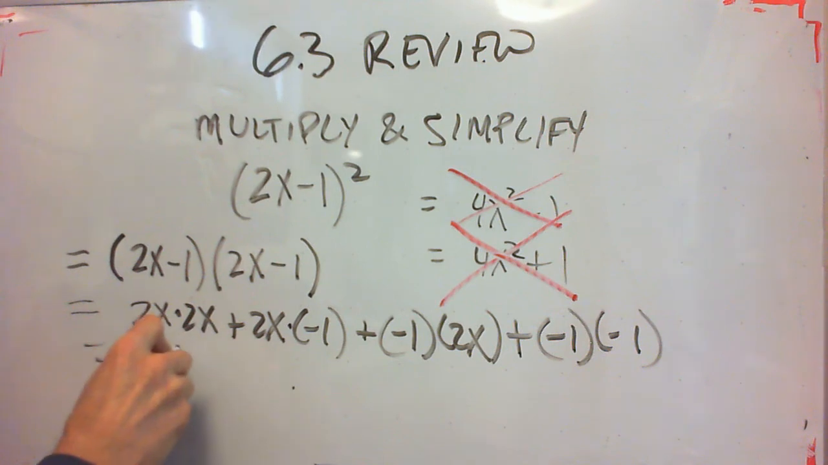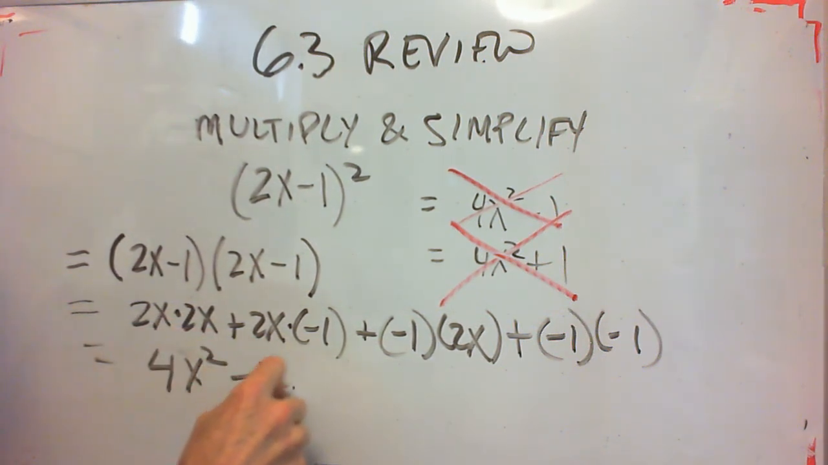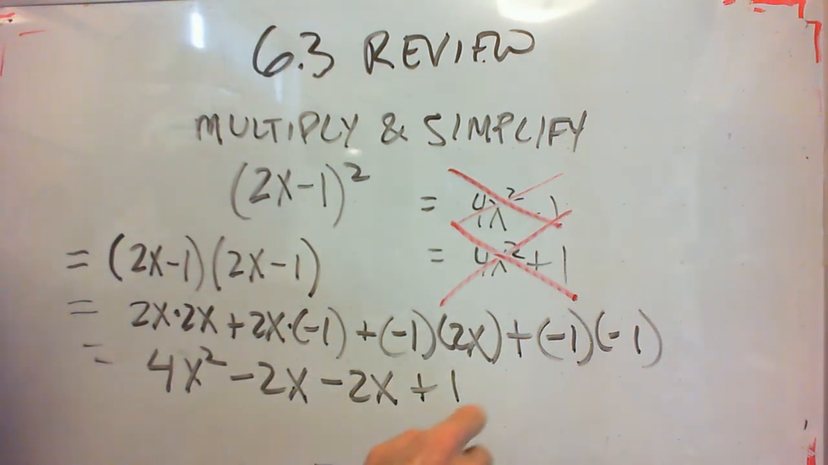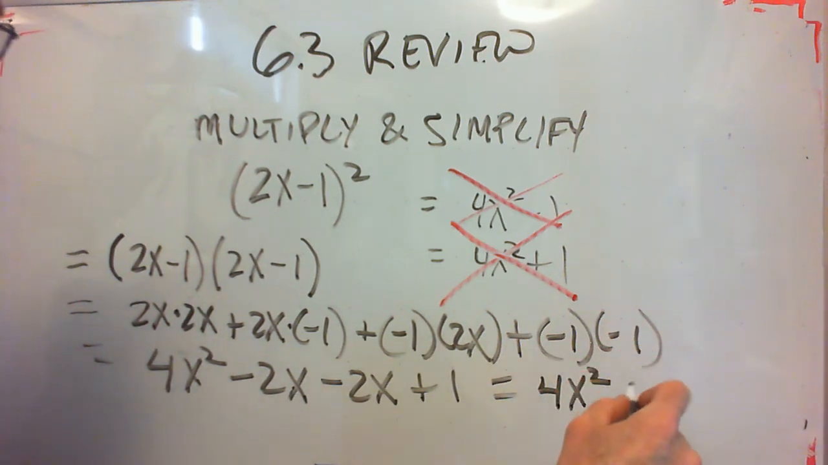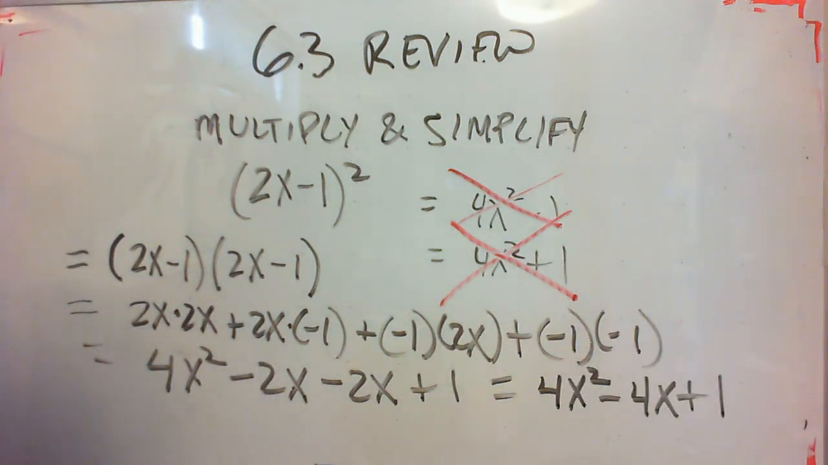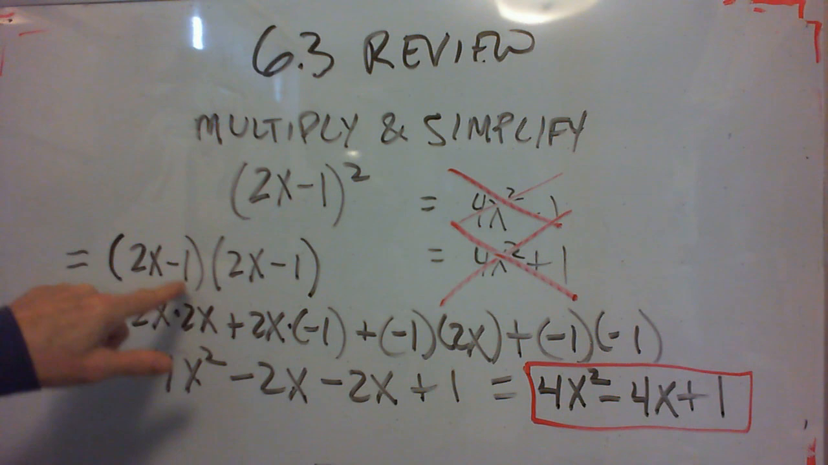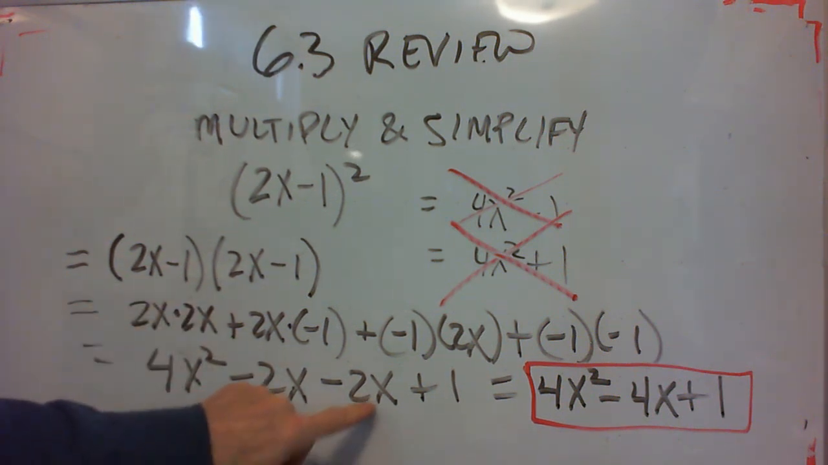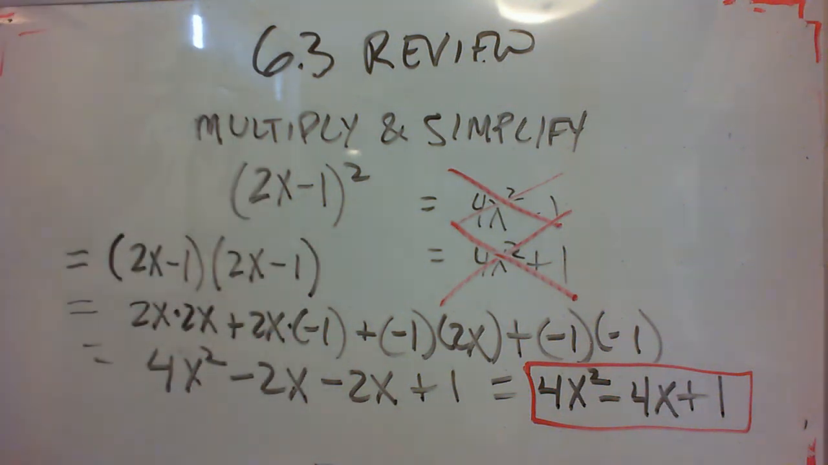So we get 4x squared minus 2x minus another 2x plus 1. And that simplifies to 4x squared minus 4x plus 1. So don't forget about those middle terms that we had here, the outside and the inside products. So you have to multiply out the whole quantity by itself.